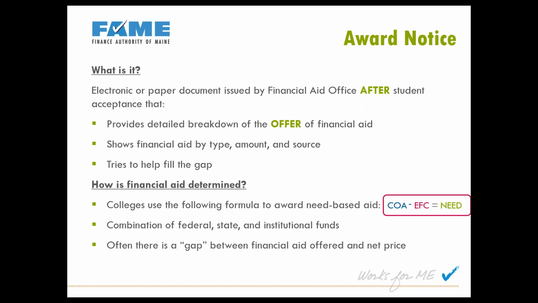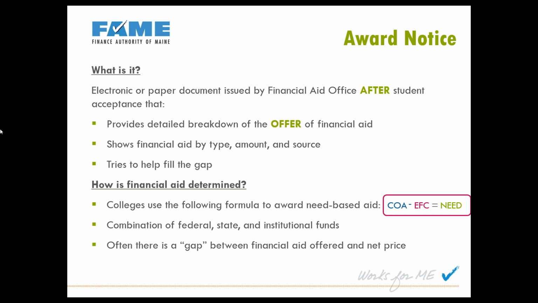It's an electronic or paper document from the financial aid office that provides a breakdown of the offer of financial aid. We do say offer because the student has to indicate that they want the financial aid, and because certain types such as loans and work study require additional steps and paperwork. It will show financial aid by type, amount, and source, and is usually listed by semester and then year. So it is most often broken down.